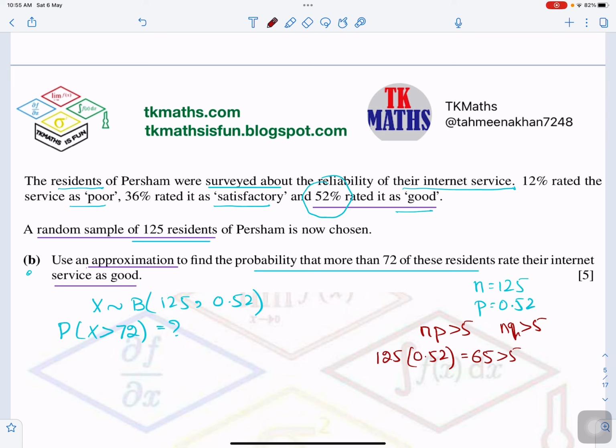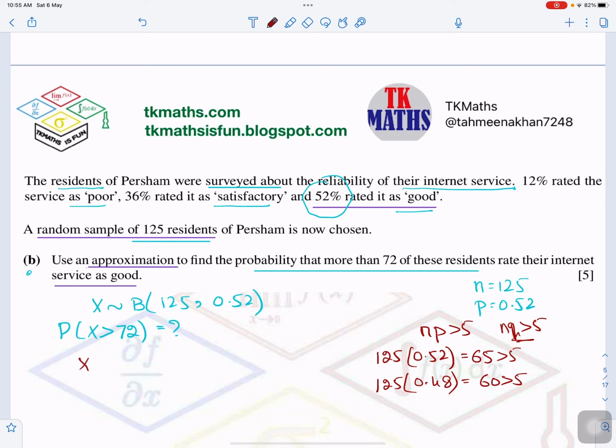Now let's check the second condition, which is nq. Again, n is 125 and q is calculated as 1 minus p. So 1 minus 0.52 equals 0.48. Now multiply it. It comes to 60. This is also greater than 5. It means the condition is met and we can use the normal approximation to solve this binomial distribution question. So now this is decided. What will the distribution be now? That is the next question.